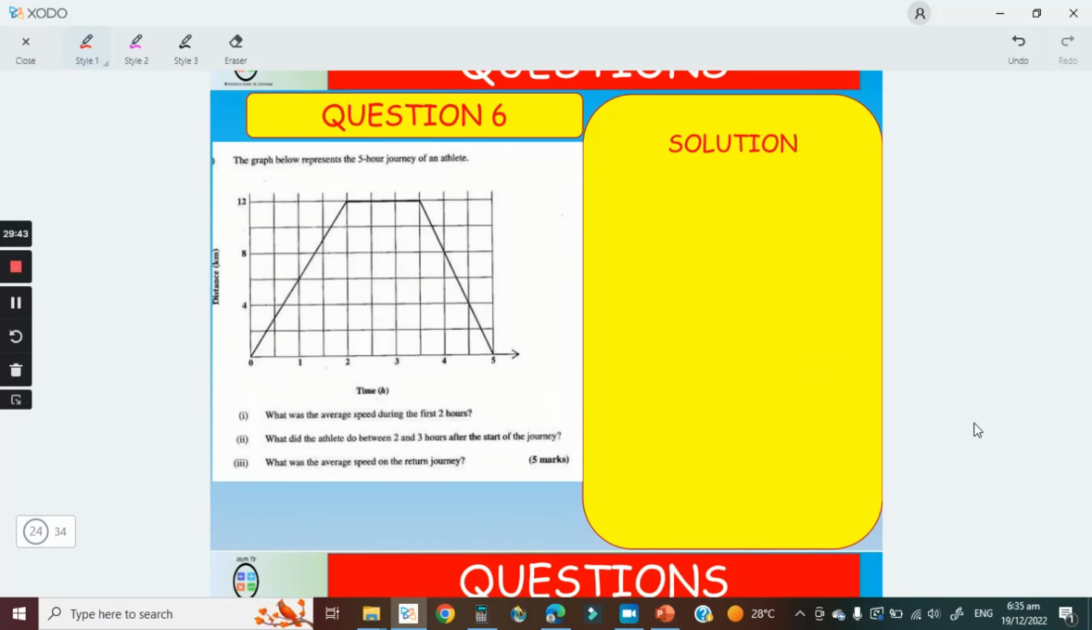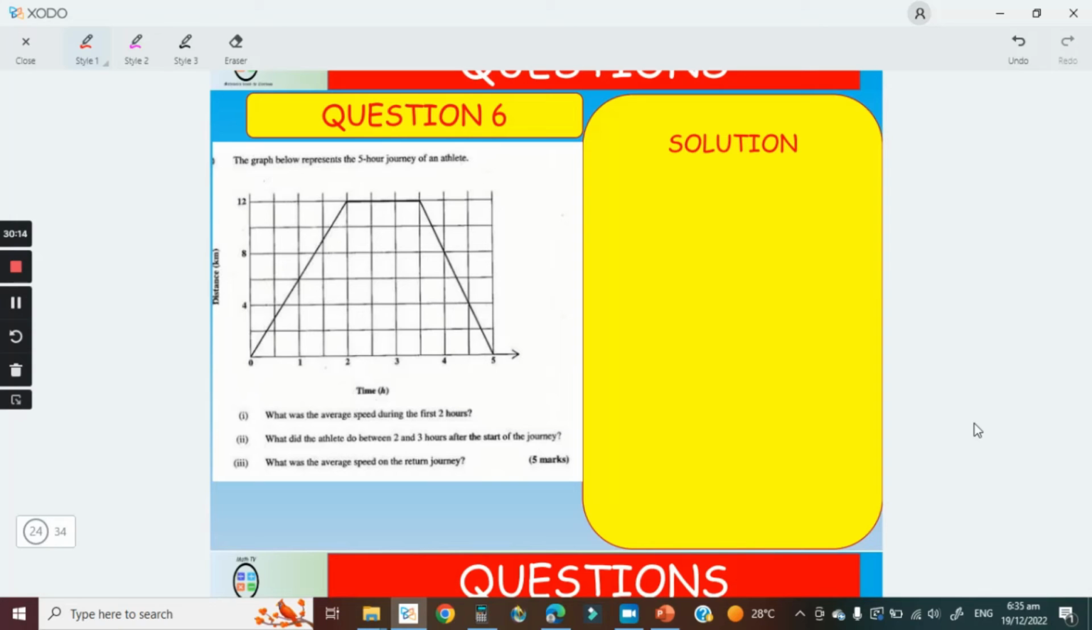All right, so similar question now. Notice so far we're doing distance time graph. We haven't started velocity time graph yet. But I want you to pause the video and attempt this question. It says, what was the average speed during the first 2 hours? What did the athlete do between 2 to 3 hours? And what was the return? What was the average speed on the return journey? Pause the video and attempt this question.